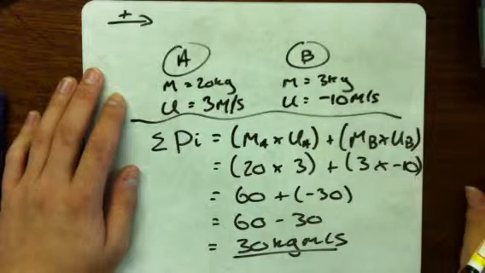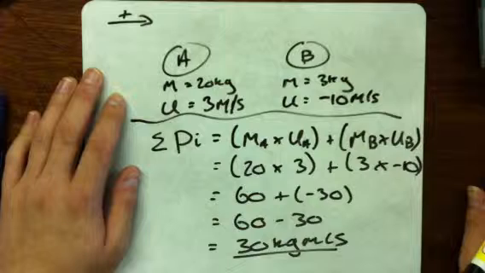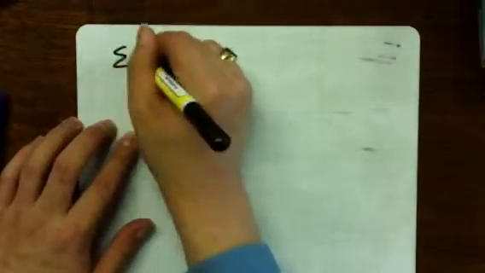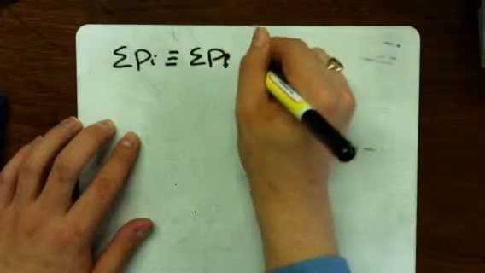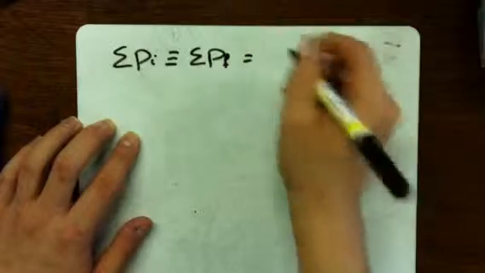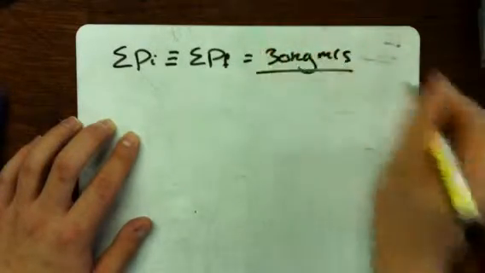Now if we remember our conservation of momentum, the sum of initial momentum always equals the sum of final momentum. So we know that if the total initial momentum is 30 kilogram meters per second, the total final momentum will also be 30 kilogram meters per second. So, let's get that down. The sum initial momentum always equals the sum final momentum. Therefore, the sum final momentum is equal to 30 kilogram meters per second.